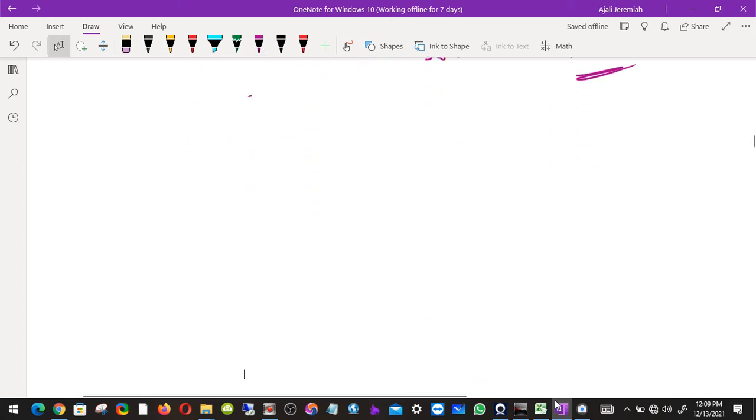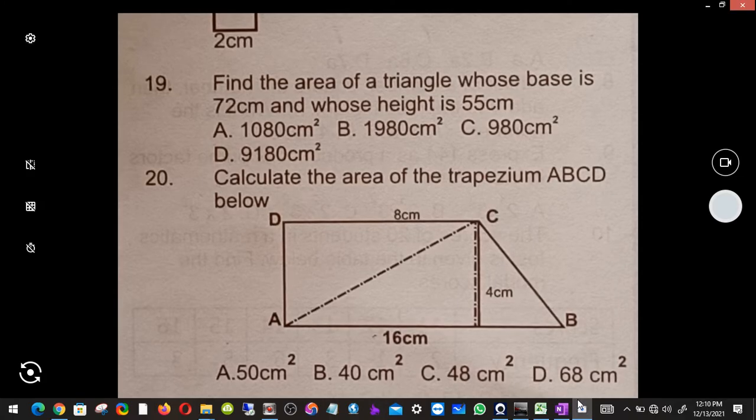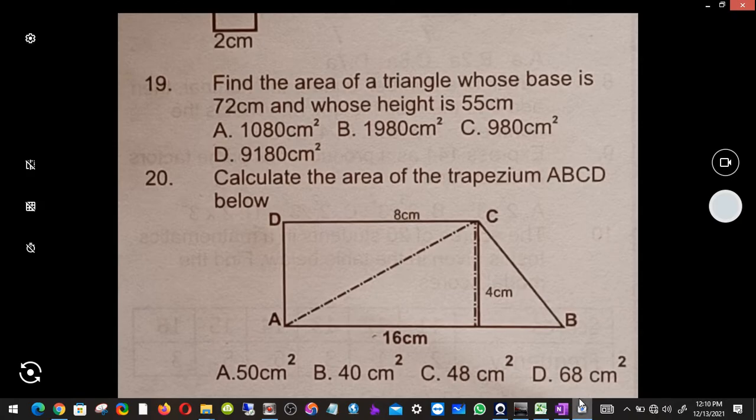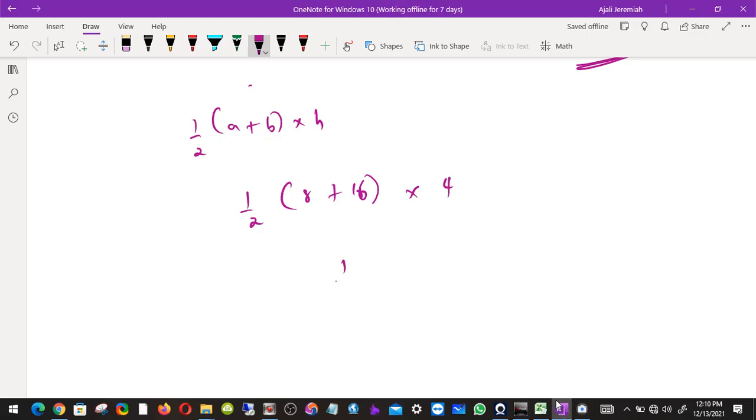So the area of a trapezium is half the sum of the parallel sides times what? Height. So that is half. The parallel sides are 8 and 16, right? Yes. So it will be 8 plus 16. And what's the height? 4. The height is 4. Okay. So that is half times 8 plus 16.